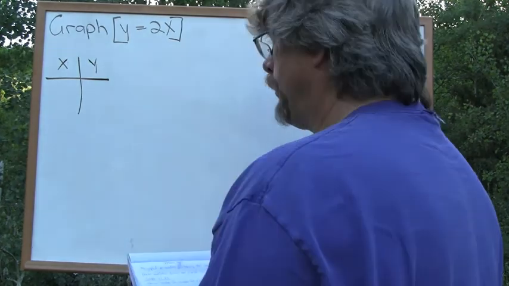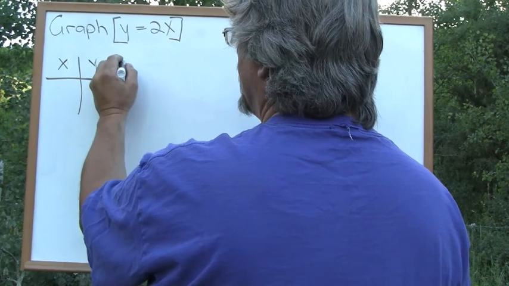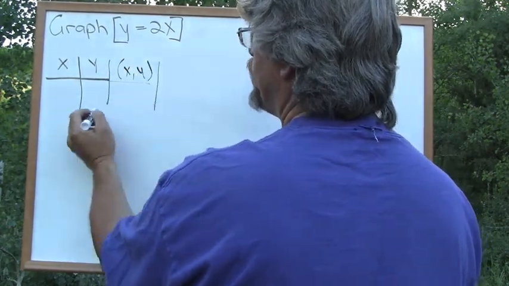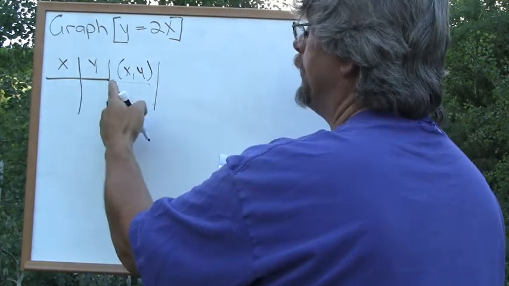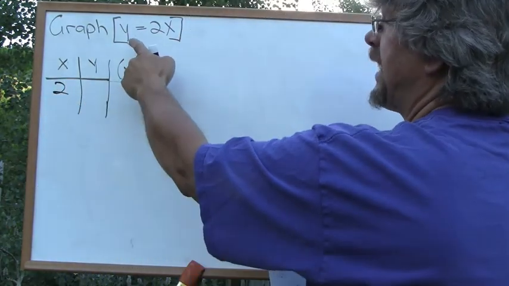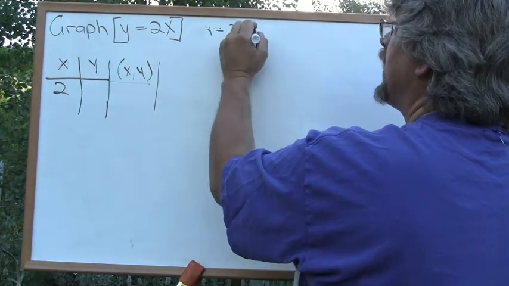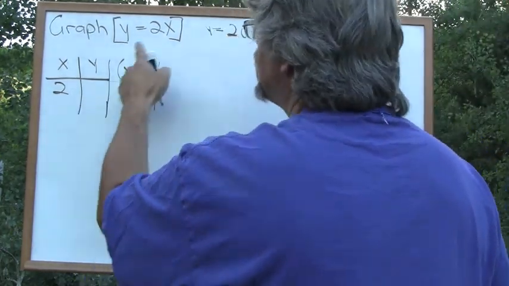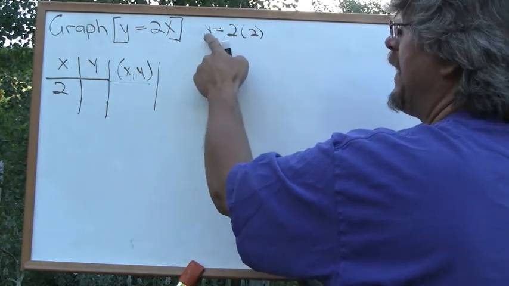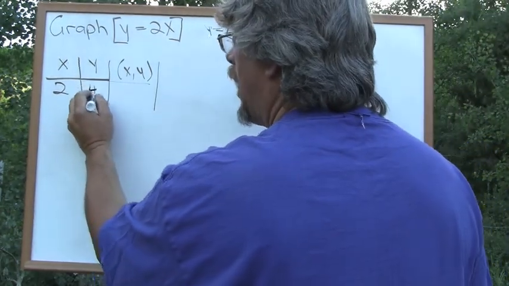X and y. If we choose a number, and then we'll have x and y, we'll have our coordinate pair here also. So we make a chart. If we choose the number 2 for x, what that tells us is y equals 2 times 2, because we've plugged 2 in where x is, and 2 times x is 2 times 2. So that means y equals 4. So we put that in the y column.